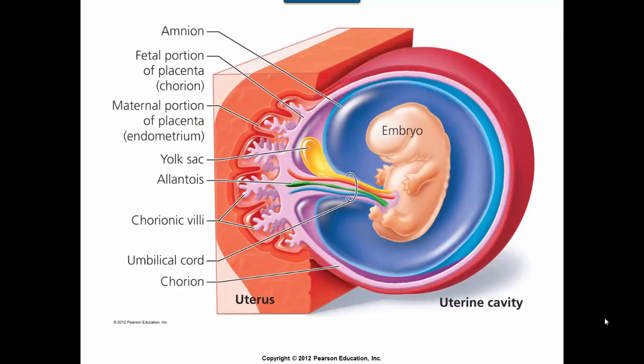So this shows the different layers of the membranes: the amnion, which of course is the amniotic sac containing the amniotic fluid from which the fetus will develop; the fetal portion of the placenta, the chorion layer; the maternal portion of the placenta, the endometrium; the yolk sac; the allantois; the chorionic villi, which is from that chorion layer where it's fingered its way in and implanted in the mother's uterine wall; the umbilical cord; and the chorion.